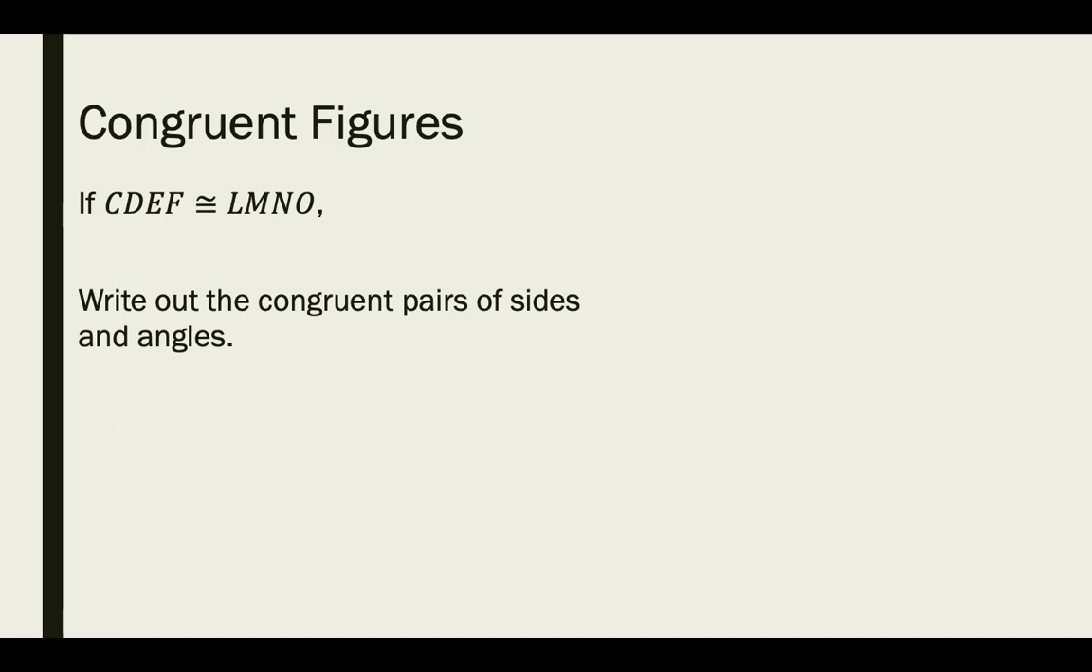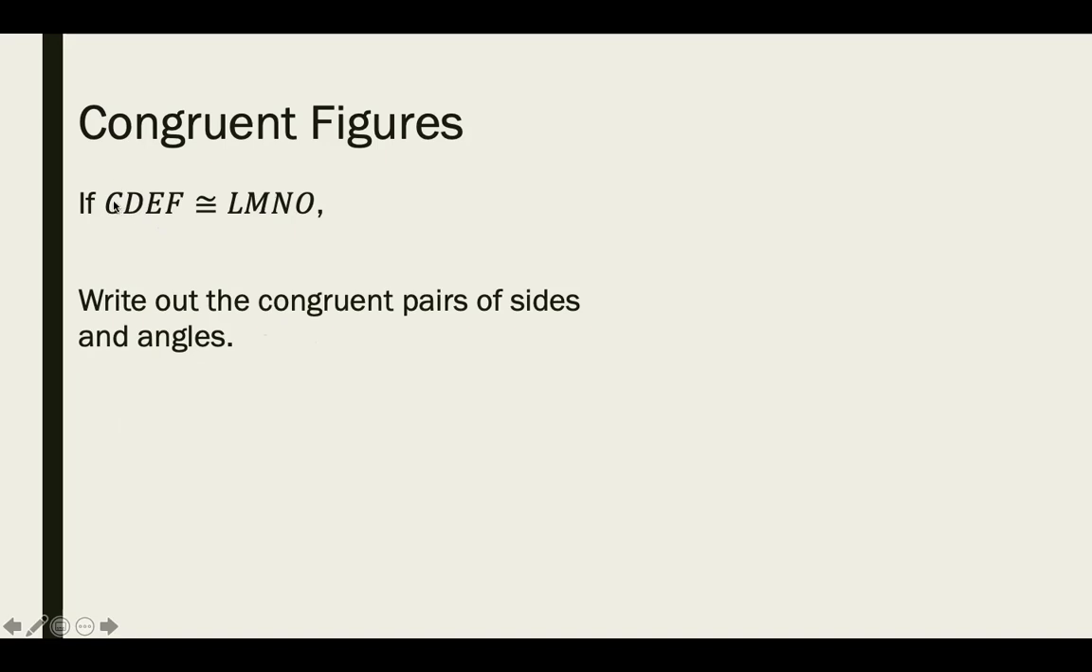All right, last thing we are going to do. These are quadrilaterals now, not triangles. Quadrilateral CDEF, a four-sided shape, is congruent to LMNO, a four-sided shape. Let's write out the congruent pairs of sides and angles. So here, since there's four letters, we're going to have four pairs of sides and four pairs of angles.